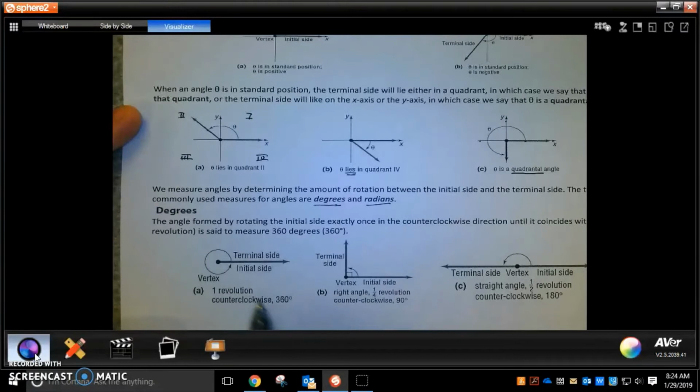Okay, and most of you are familiar with this: if you go all the way around, that would be a 360 degree angle because it goes all the way around. This is a right angle, so that's 90 degrees. It's 1/4 of the way around. This is a 180 degree angle. It's also called a straight angle. And that's it. So again, it does have a vertex. It looks like a straight line, but there is a vertex right here. This is the initial side, and this is the terminal side.